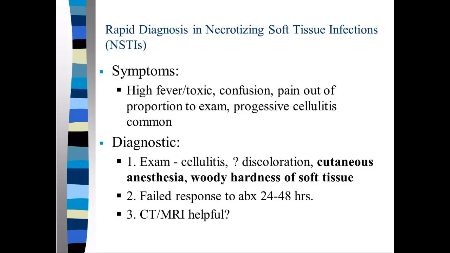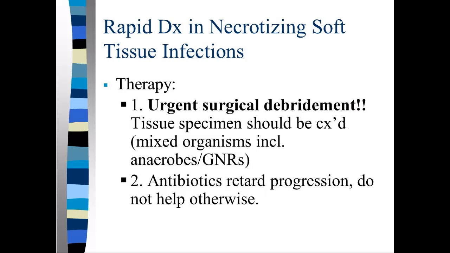And look for the presence of cutaneous anesthesia, woody hardness of the tissue, and a question is, is it more important for them to receive diagnostic imaging or to go emergently to the OR? And surgery always trumps going to the CT scanner. So these patients, of course, urgent surgical debridement, submission of specimens for culture, and when you get to this point, of course, antibiotics are an adjunctive measure. Surgery is the primary treatment.